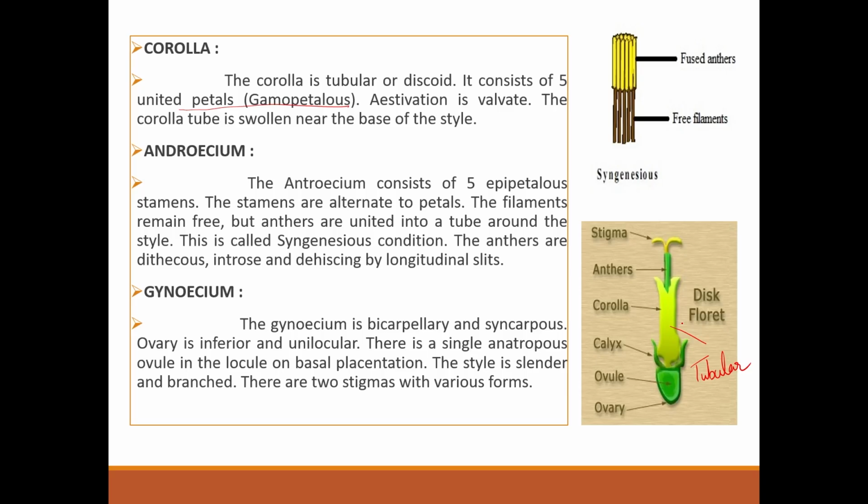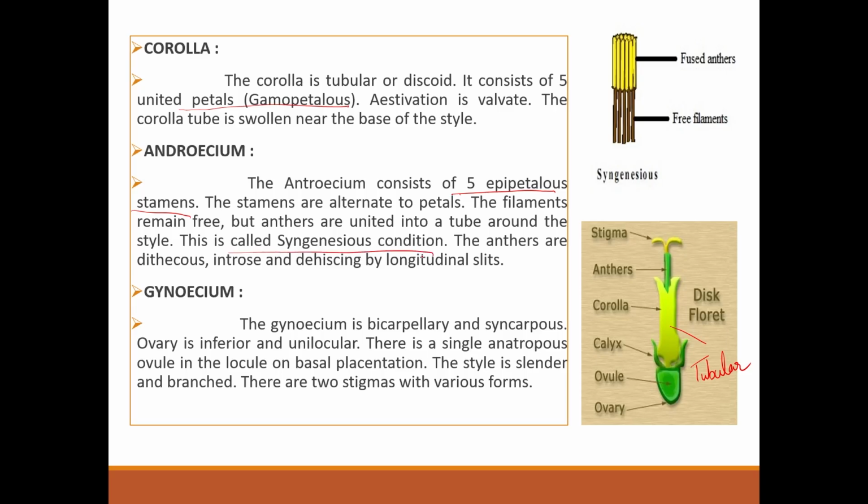And the corolla tube is swollen near the base, as you can see here in this picture. Then androecium. The androecium consists of 5 epipetalous stamens, and the stamens are alternate to petals. And one of the most important things of this particular family is what is called the syngenesious condition.